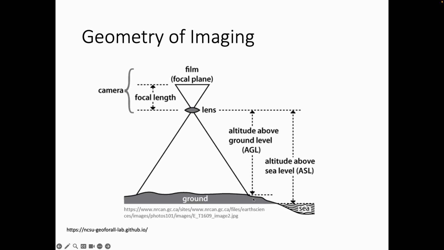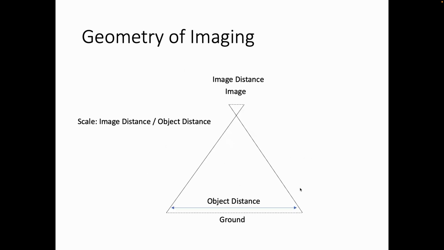There's going to be a height above the ground, the height of the lens above the ground, and then there's going to be an additional height above a datum, which in this case I'm showing as sea level, but it could be an ellipsoid or something like that. We're going to say that the image scale is the image distance, which is essentially the distance across the image focal plane, divided by the object distance. So this ratio here, and you can see these are going to be similar triangles, and so the image distance over the object distance is going to be the scale of the image.